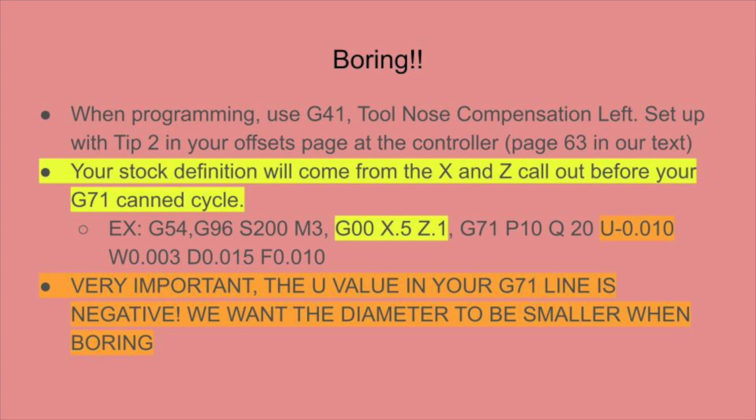Your stock definition in your line of code will come from the X and Z callout before your G71 canned cycle. It's very important that the U value in your G71 line is negative. We want the diameter to be smaller when we're boring. Taking a look at the example of code on the next slide.